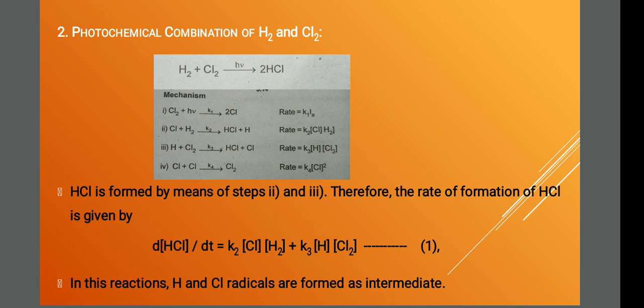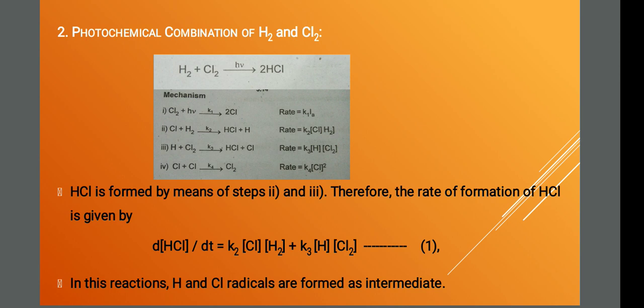First, chlorine combines with light to give you Cl radical. Then chlorine reacts with hydrogen molecule to give you HCl plus hydrogen radical, and third step, hydrogen radical reacts with chlorine to give you HCl plus Cl, and now the chlorine radicals combine together to give you chlorine gas. So this is the reaction here. If you take this reaction, it involves 4 steps.